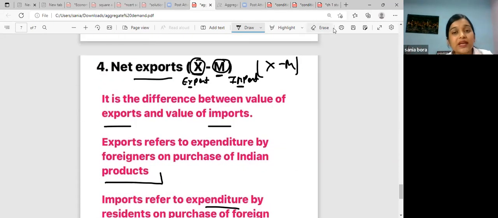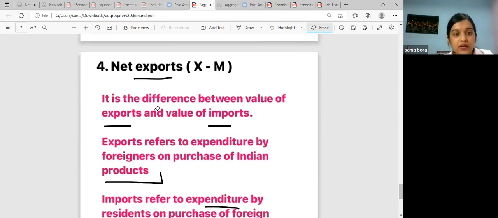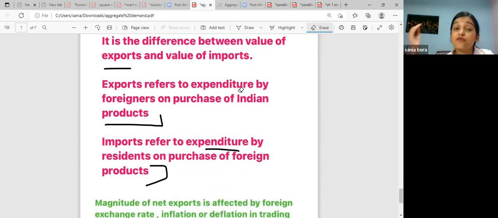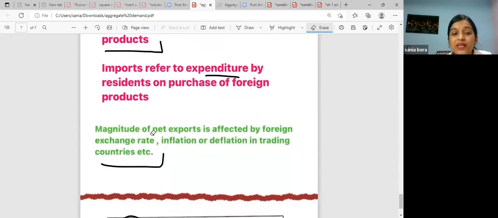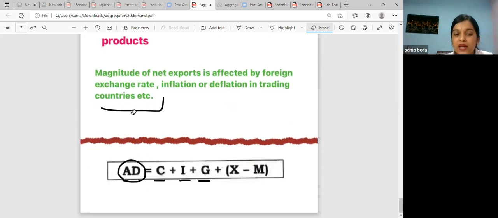Now, net export is basically the difference between export and import, right? Export refers to expenditure by foreigners. Why are they purchasing Indian products? But import refers to expenditure by Indians, the residents of a country, on the purchase of foreign products. Here, foreigners are spending just to buy Indian products. Here, Indians are spending just to buy foreign products. Now, the magnitude of net export is affected by what? Ma'am, 3 reasons: foreign exchange rate, and inflation or deflation in trading countries. Because of that, your net export will be affected. Clear?